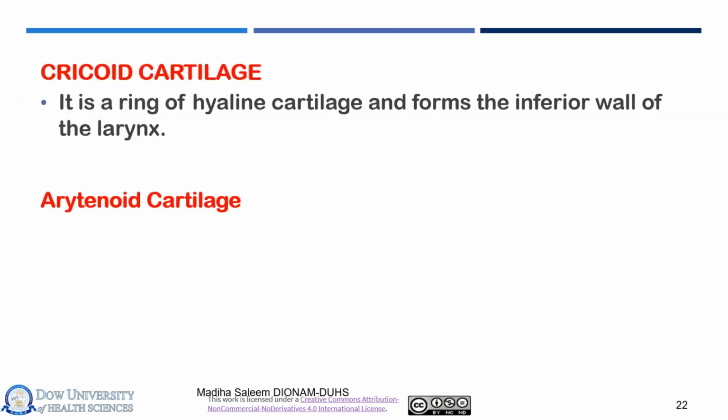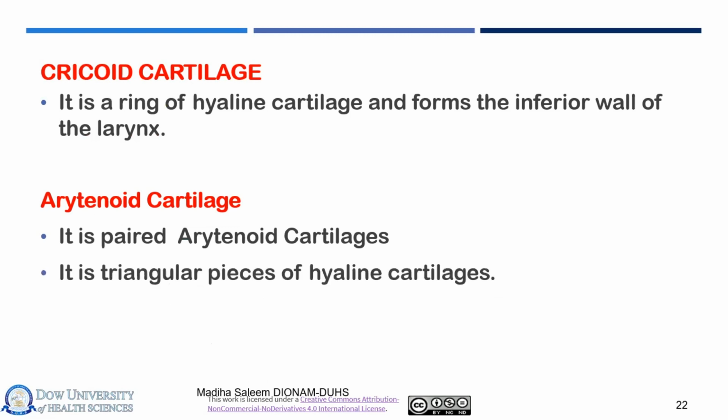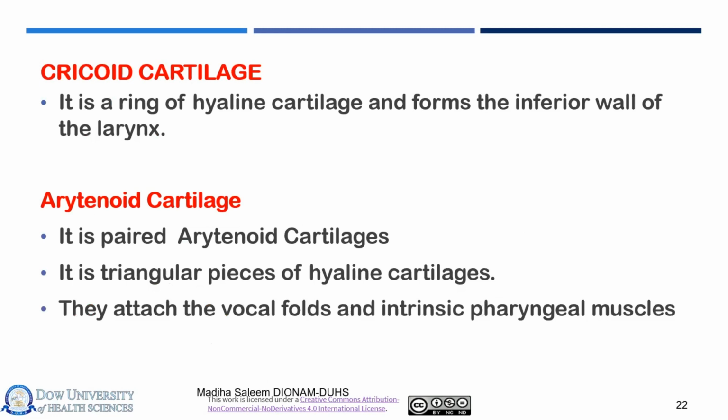Now we have the cricoid cartilage. It is a ring of hyaline cartilage and forms the inferior wall of the larynx. Arytenoid cartilage. It is a paired cartilage, a triangular piece of hyaline cartilage. They attach the vocal cord and intrinsic laryngeal muscles.